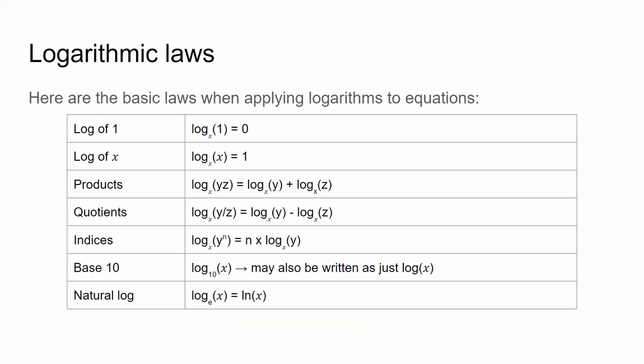So the logarithmic laws, a bit of a way of why that works. Here are the basic laws when applying logarithms to equations. The log to the base x, so that could be any number, of 1 is 0. So if you popped in your calculator any number to the power 0, you will get 1. The log of x to the base x is 1. So if you ever see a log where the value in the bracket and the base number are the same, you can just replace that with a number 1.